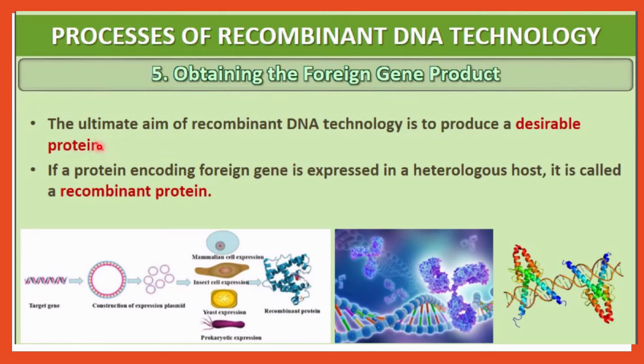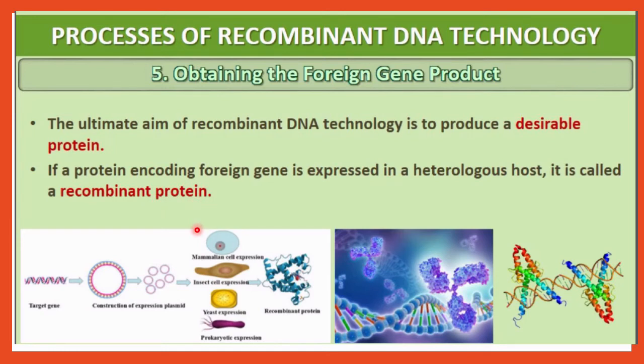This is our ultimate aim, the main aim behind any recombinant DNA technology. The ultimate aim of recombinant DNA technology is to produce a desirable protein. If a protein-encoding foreign gene is expressed in a heterologous host, it is called a recombinant protein.